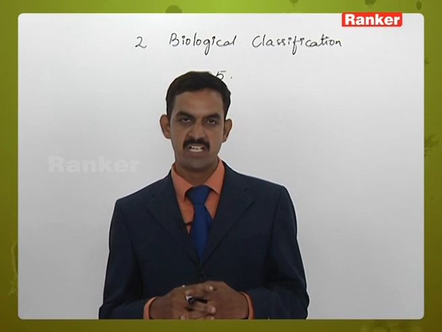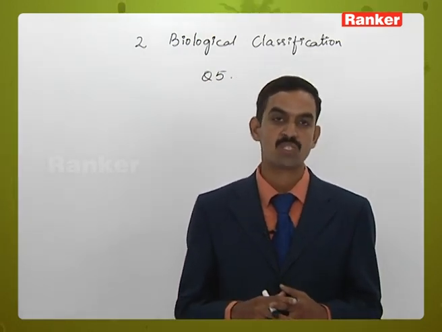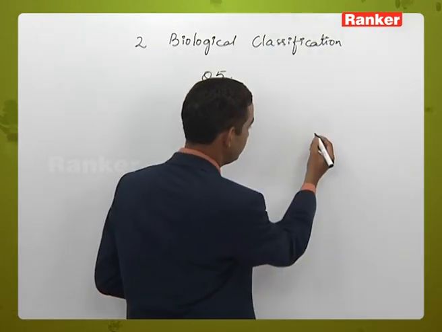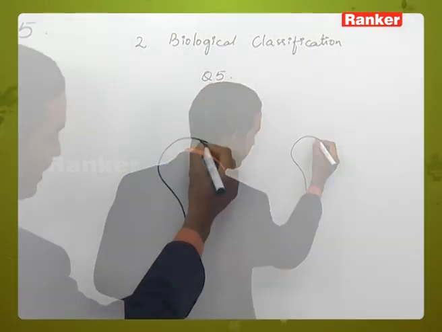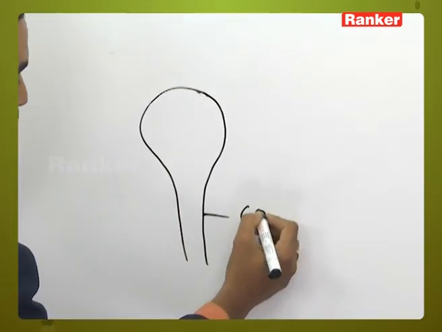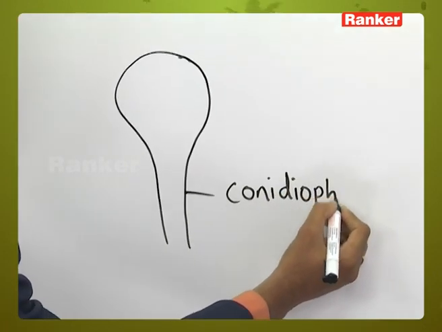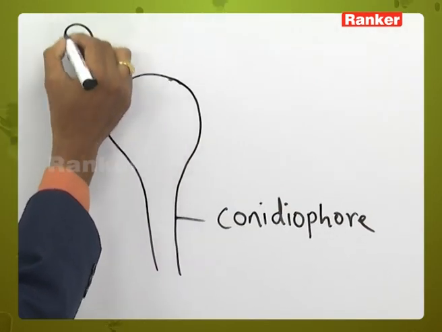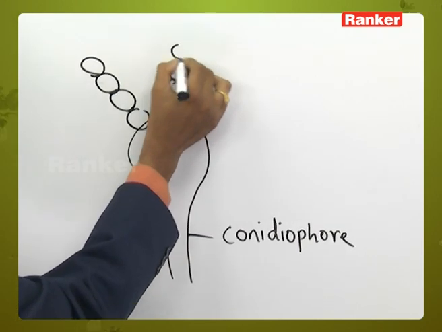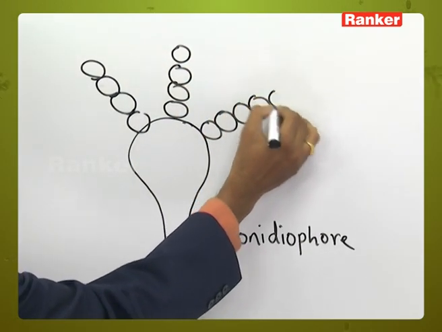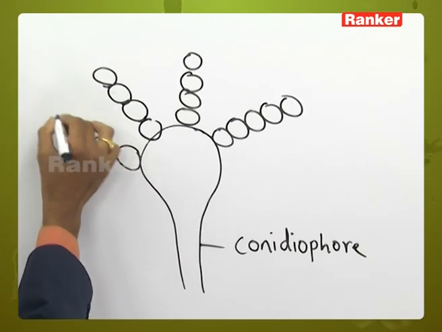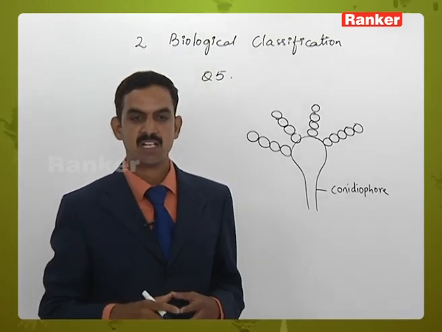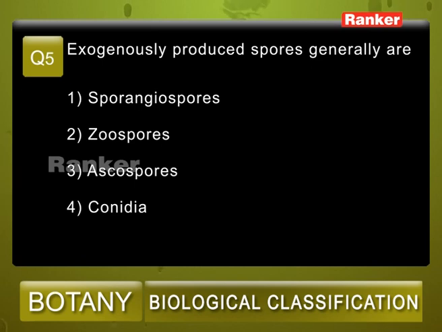While the fourth one is conidia. Conidia are the structures which are formed outside the conidiophore, as in Aspergillus fungi. So they are represented like this. This is a conidiophore, and outside the conidiophore, the spherical shaped structures are formed. These are called conidia. As these are formed outside the structure, we call the conidia exogenously produced. So the correct answer for the fifth question is 4.